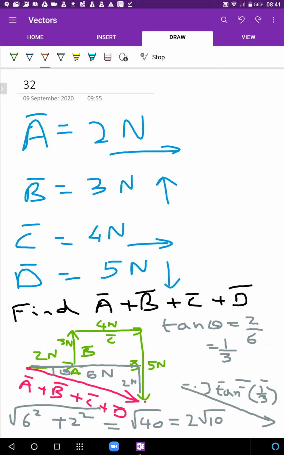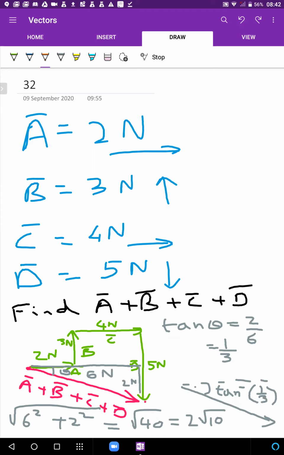And how do I find the angle it makes with the horizontal? So the angle it makes with the horizontal is theta, and theta is tan inverse opposite by adjacent. Tan theta is opposite by adjacent. Opposite is 2, adjacent is 6. So theta is tan inverse 2 by 6, so tan theta is 1 by 3, theta is tan inverse 1 by 3. Okay, so this is the angle it makes below the horizontal.